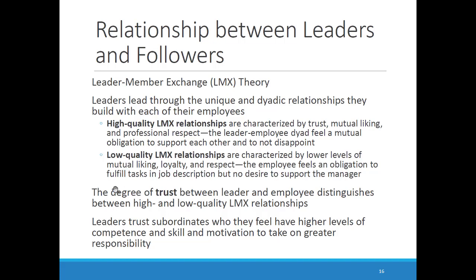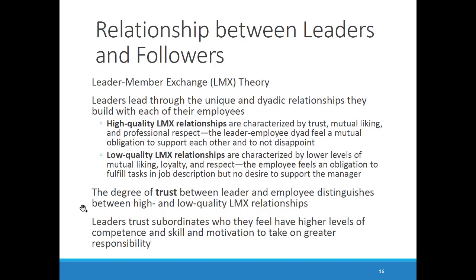And so if you have a high quality LMX relationship, that's definitely going to have high trust, and low quality will have low trust. And what helps create these situations of high quality LMX relationships? Well, the research shows that leaders tend to have trust in their subordinates when they feel that those subordinates are competent.